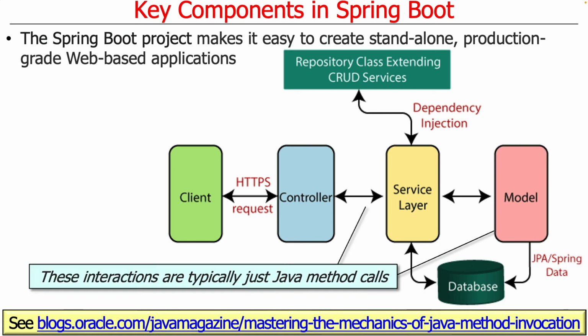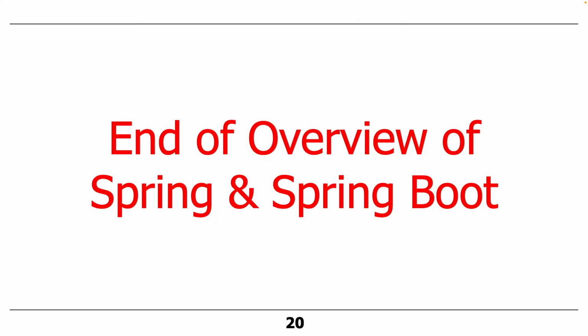The interactions that occur from the controller to the service layer to the model are all typically just good old Java calls. Now, we'll see later that you can have a microservice architecture where controllers can talk to other controllers that may reside elsewhere. But for right now, let's just keep it simple and pretend like we have a monolithic application where the requests are all handled in one process.